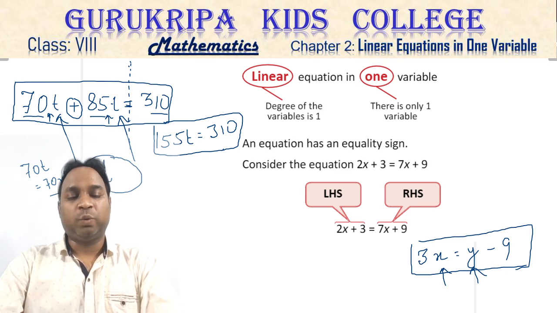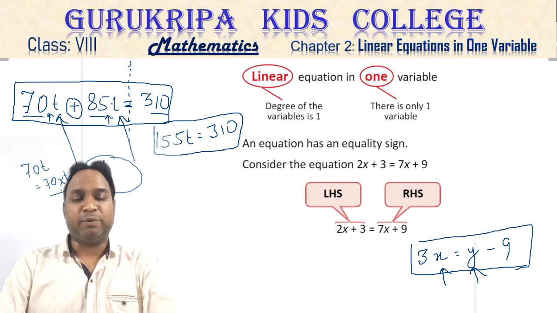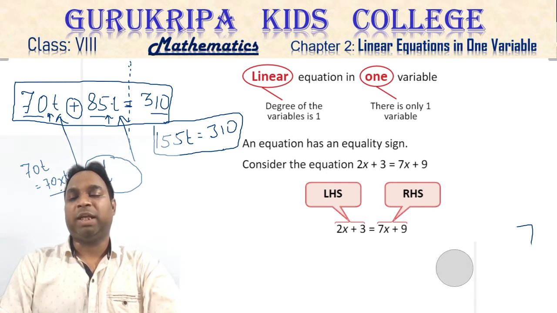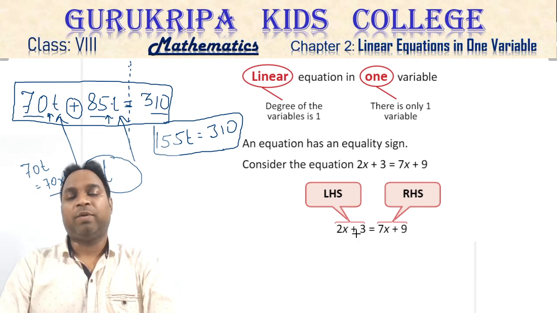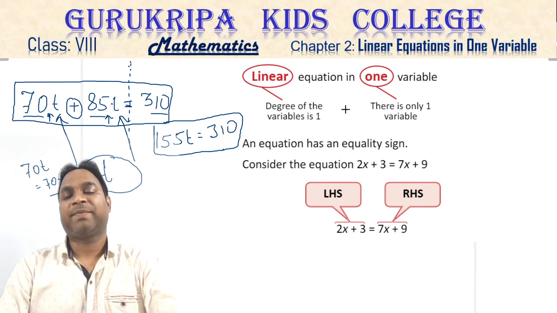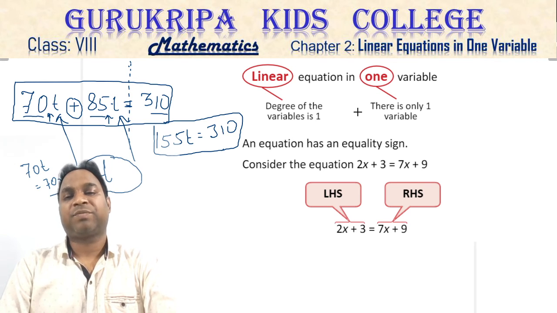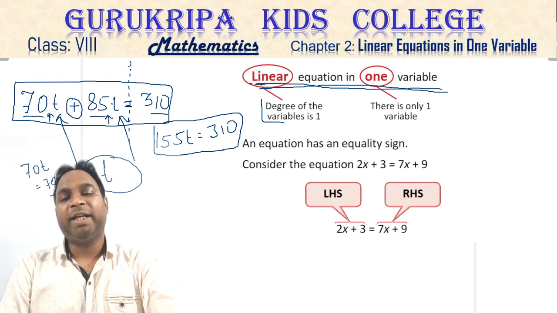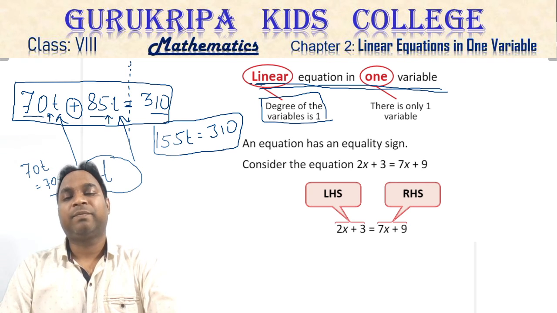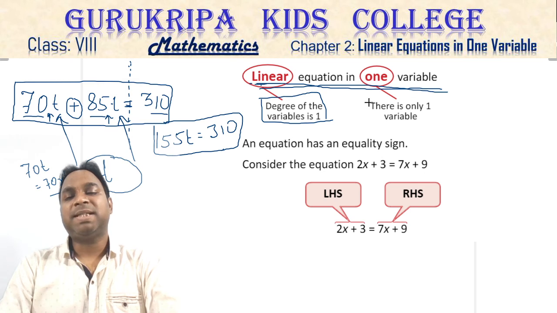We are not going to study any such equations. We are going to study only the equations which have one variable and the power of the variable is 1. So this is the meaning of linear equation: linear equation in one variable. There are two important terms in this. Linear means the degree of the variable is 1. And one variable means there is only one variable.